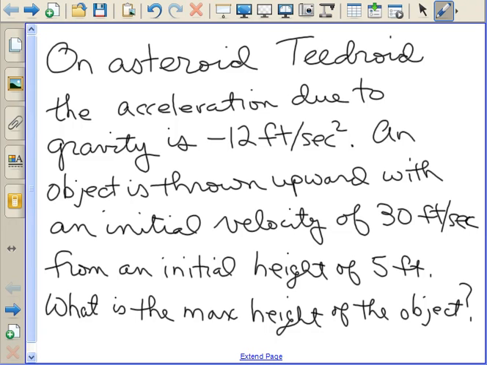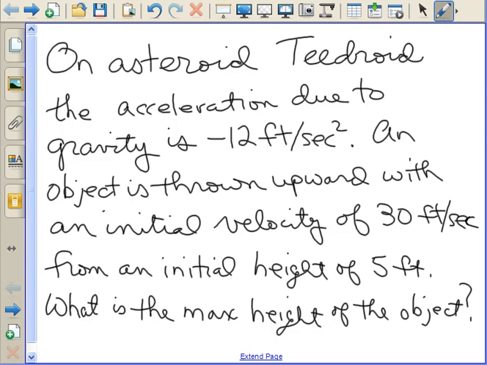I have a tutorial today on using integration for solving an application problem. In this particular case, let's read the problem. We're on an asteroid called T-Droid, and on that asteroid the acceleration due to gravity is negative 12 feet per second squared. An object is thrown upward with an initial velocity of 30 feet per second, and it's thrown from an initial height of 5 feet. And we want to know what is the maximum height that the object will go.